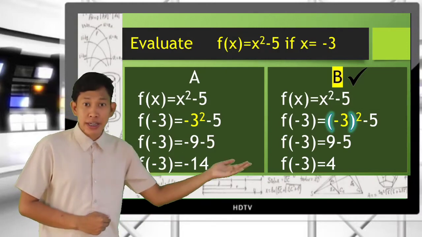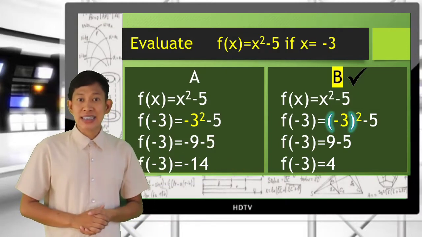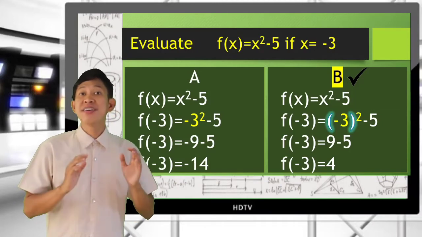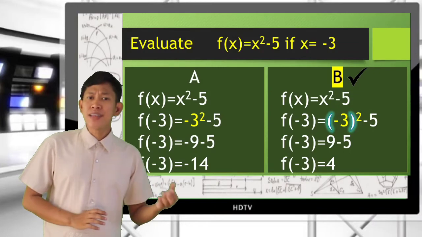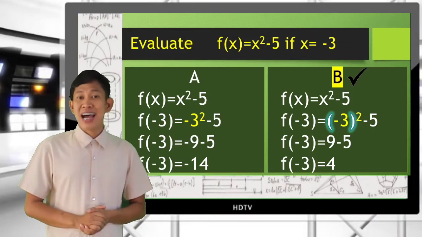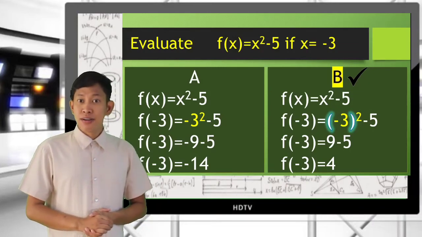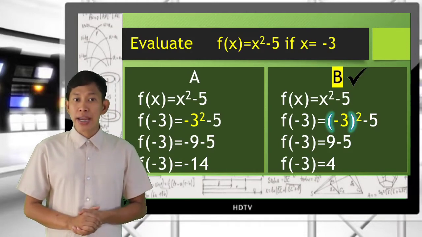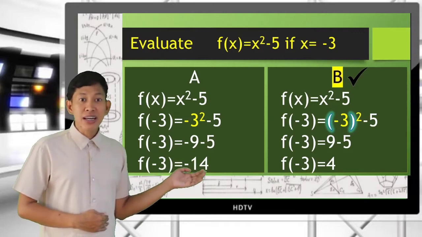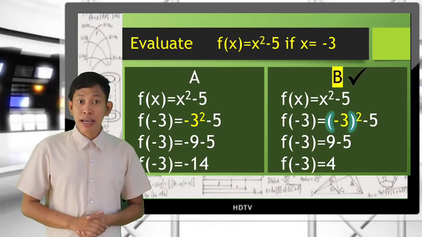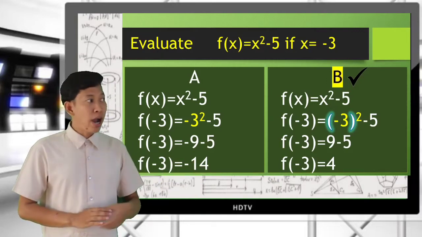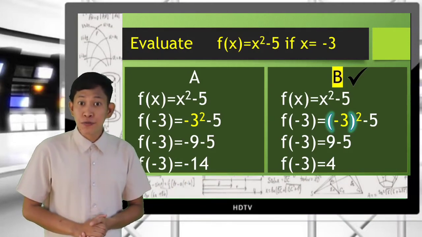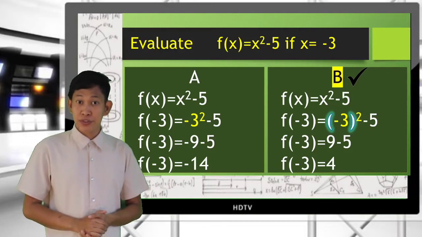Comparing it to B, negative 3 is inside the parenthesis, meaning you square negative 3. So what is negative 3 squared? That will be positive 9. So we have 9 minus 5. That's why in letter A, negative 9 minus 5 is negative 14. While in B, 9 minus 5 is equal to 4. Did you understand?